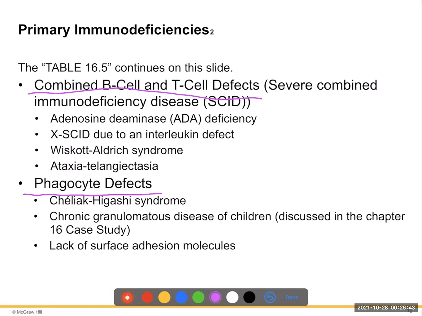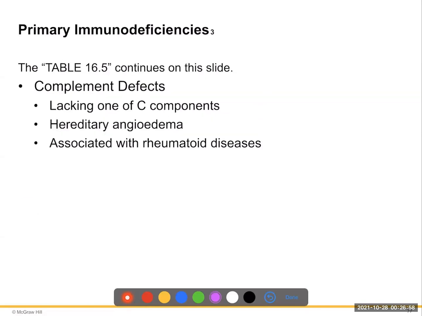Okay. Chediak-Higashi syndrome, chronic granulomatous disease of children, or lack of surface adhesion molecules, where the phagocytes don't develop. So you can't destroy or engulf the different allergens. Or you get complement defects where it affects that cascading chain of events that occur. Lack of one of the C components, hereditary angioedema, okay, associated with rheumatoid disease, rheumatoid arthritis.